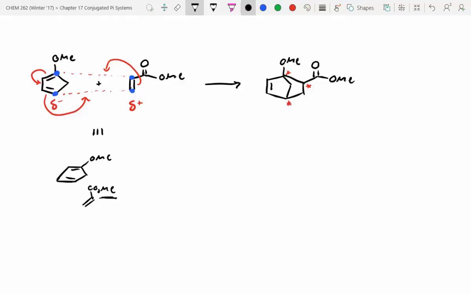So let's go ahead and do this. I'm going to highlight these blue carbons again. Right here and here. And then these red lines are showing where that covalent bond's forming. So this pi bond's going to come over. This pi bond's going to move over. And this pi bond's going to move over.